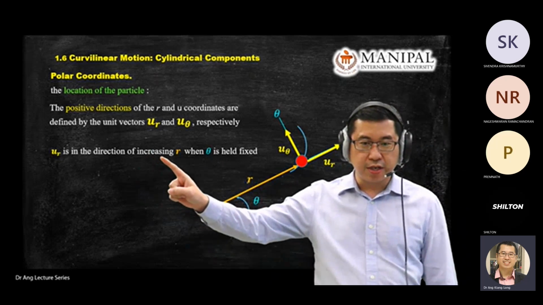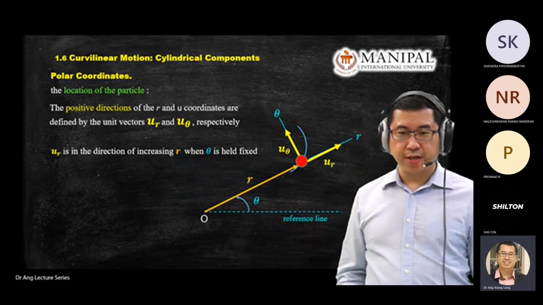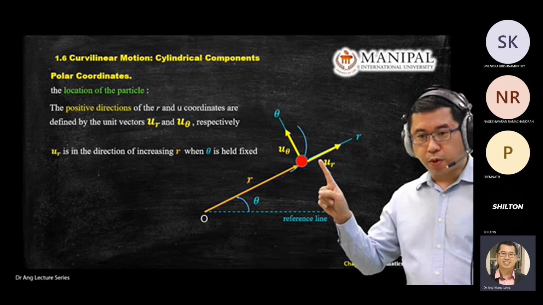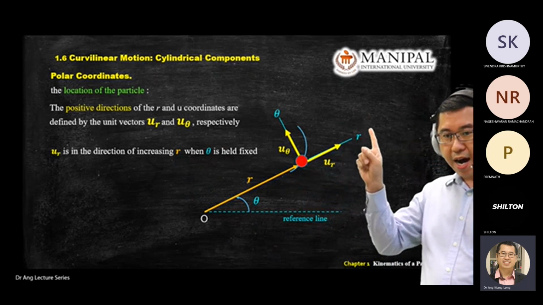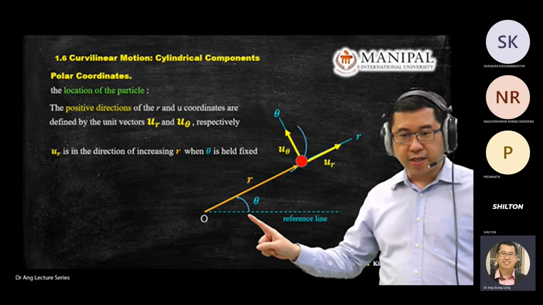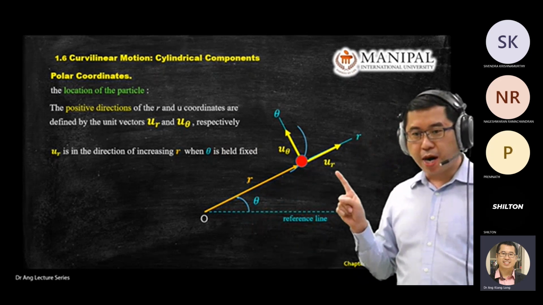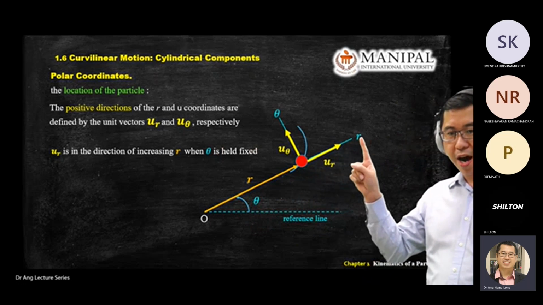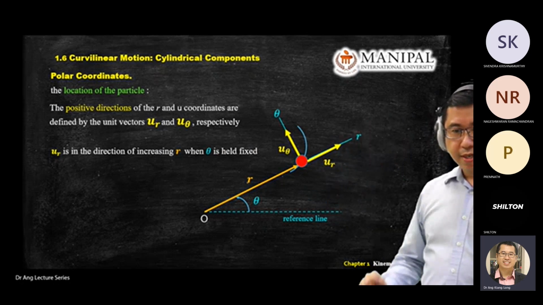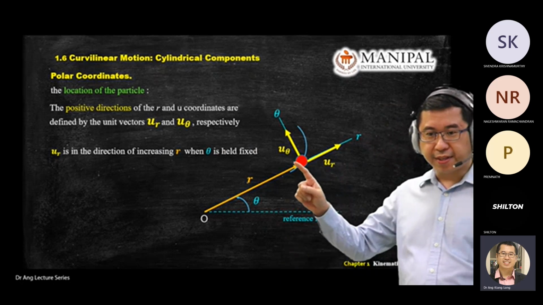ur is in the direction of increasing r when theta is held fixed. It means ur will always follow the r axis in this direction, while the angle doesn't change. When you fix this one, your ur will travel along r. Okay, it will travel along the r axis in this direction, because we try to relate your ur and theta later on.